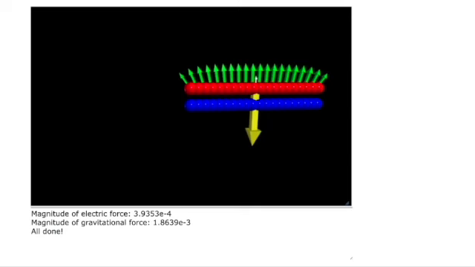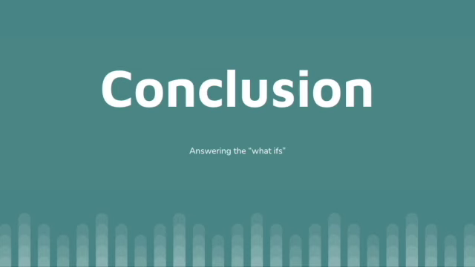This is what our model looked like. As you can see, we had the magnitude of electric force at 3.9 times 10 to the negative 4th. We also had the gravitational force at 1.86 times 10 to the negative 3. To conclude, we'll answer our what-if questions and gain a better understanding about the calculations we used for this model.